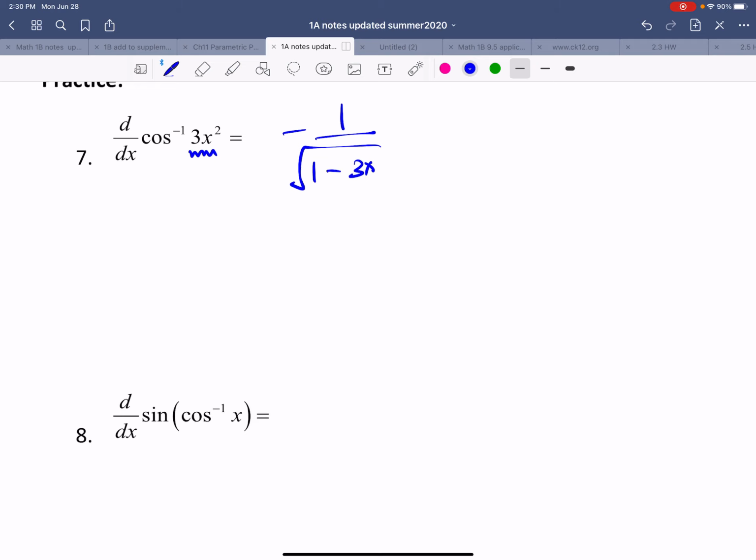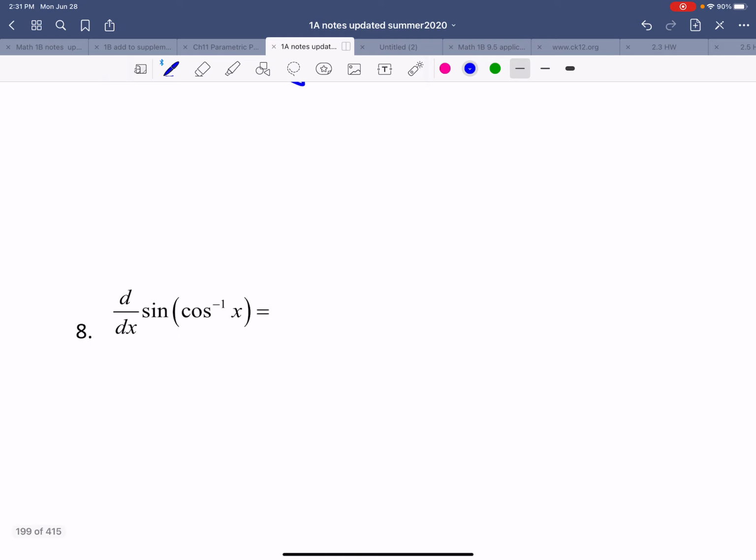In this case, x is 3x squared. So multiply with the chain rule, which is going to be 6x. Multiply with 6x because of the chain rule. We can just write negative 6x over square root of 1 minus 9x to the 4th. That is the derivative in this case.